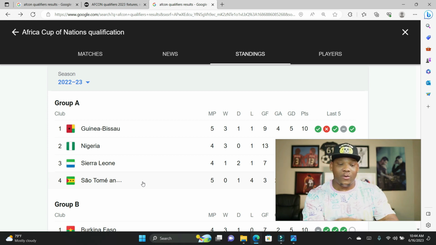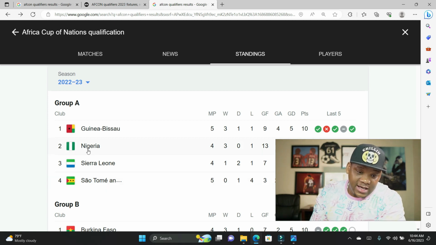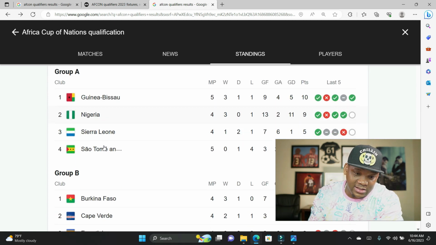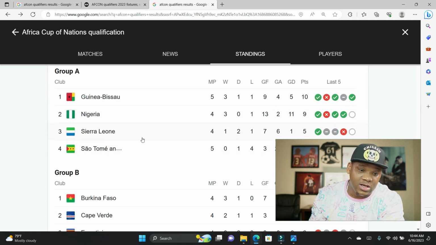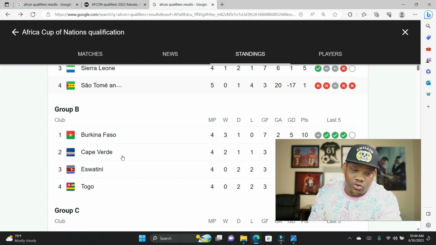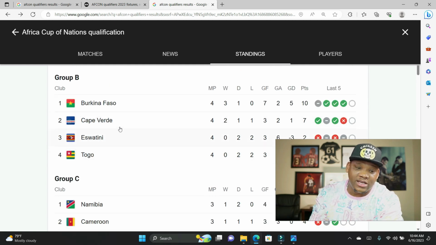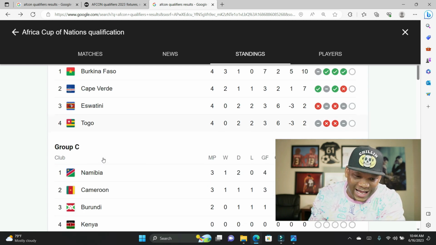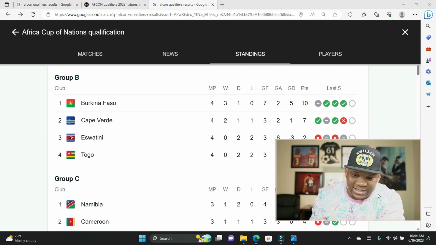So we're going to start with Group A, Guinea-Bissau. Like I say, it's first, Nigeria second, but Nigeria has a game in hand though. Third, Sierra Leone and Sao Tome. Group B, we have Burkina Faso, still first. Cabo Verde, Eswatini, and Togo is last. I'm surprised Togo is last in this group.